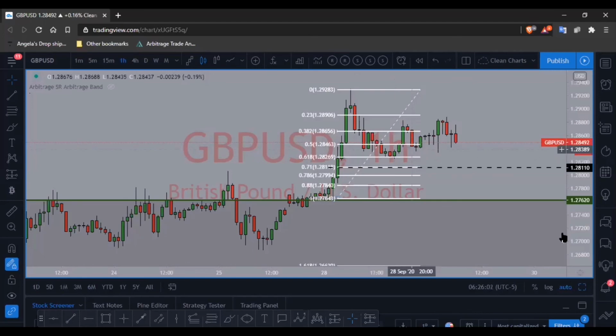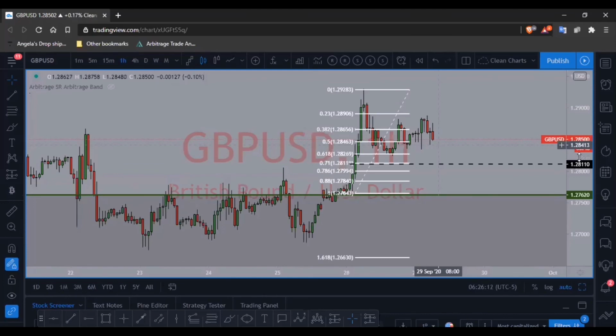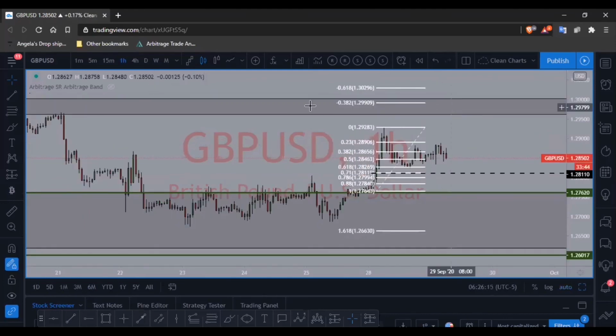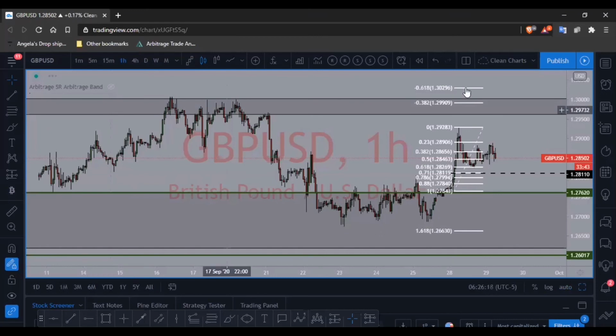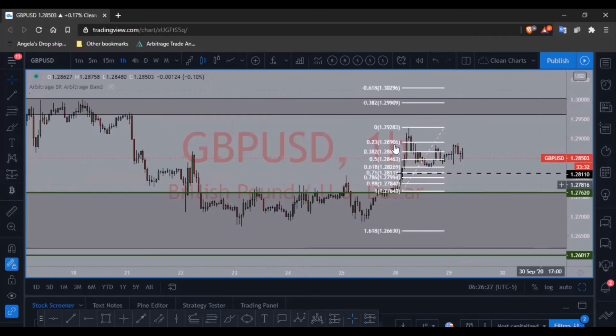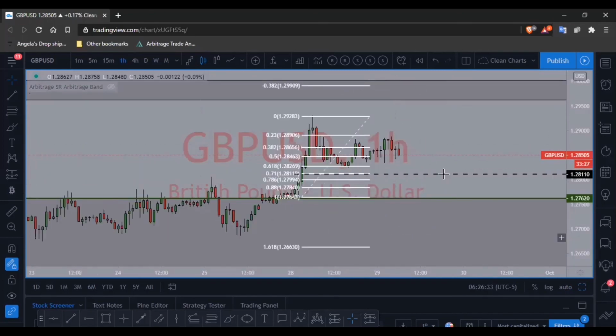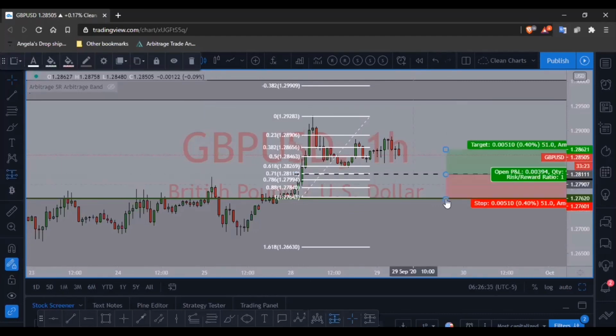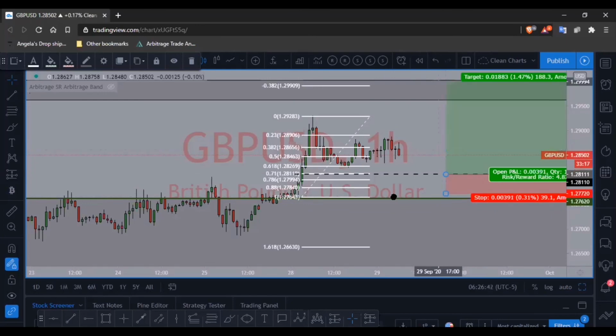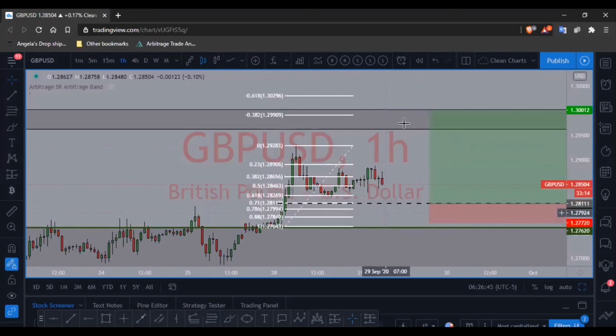But my main position that I want personally is at 1.28100, and I want to take it up to at least this 1.29909 area, or even to the 61.8 extension. That's what I'm really looking for on this GBPUSD move. So this is my setup. My stop loss, I'd probably put it around right here. So a little bit of a swing.